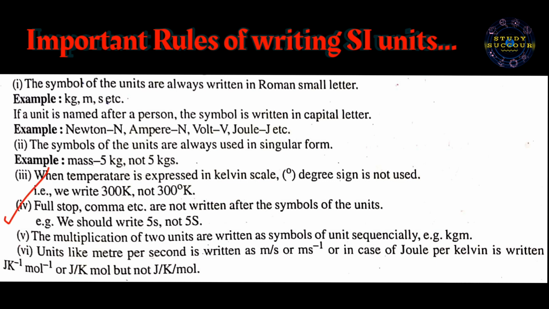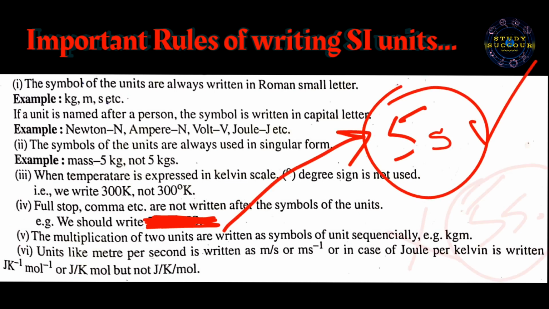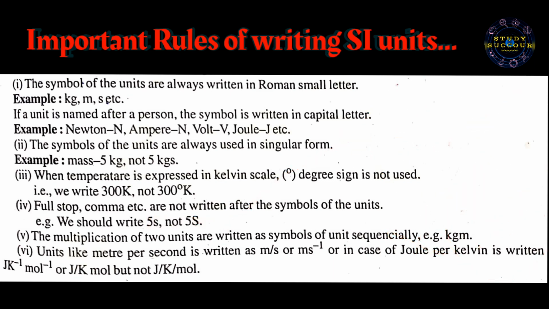Rule number 4. Full stop, comma, etc. are not written after the symbols of the units. For example, we should write 5 s, that is 5 seconds, and not 5 s with a full stop. Rule number 5. The multiplication of two units is written as symbols of the units sequentially. For example, kg m, that is kg meter.